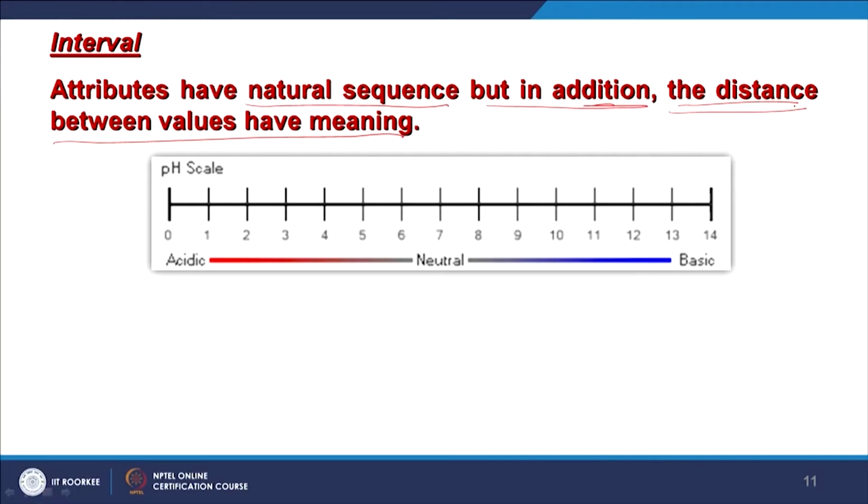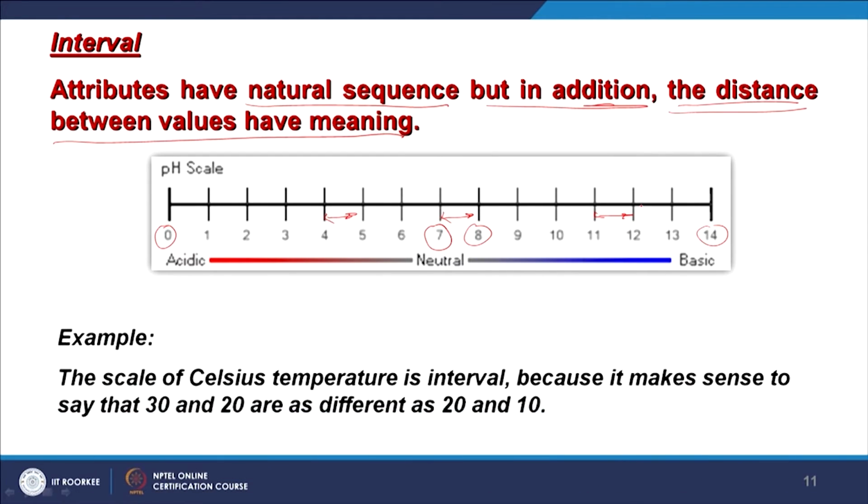The example here is given about pH. So neutral, as you know, pH 7 is considered neutral, and 0 is acidic, and of course at 14 we go to basic. Now the meaning here is that the same distance has the same meaning. So 8 minus 7 equals a difference of 1 pH. The same you can have with 5 minus 4, and here also 12 minus 11. So the distance has the same meaning in this particular example, and there is a natural sequence starting from 0 to 14, with 7 neutral in case of pH.